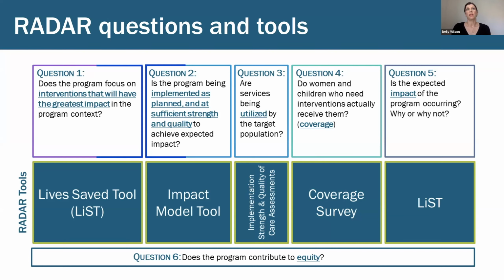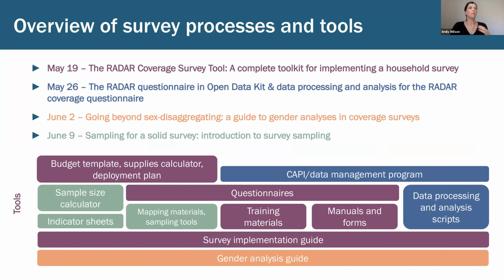It also covers whether the expected impact of the program is occurring and tries to get into why or why not that may be. There's also an underlying interest in whether a program that's being implemented is contributing to equity. So this is just a broad overview. And then if we narrow in on that question 4 with the coverage survey tool, we can see that it's made up of its own myriad tools.